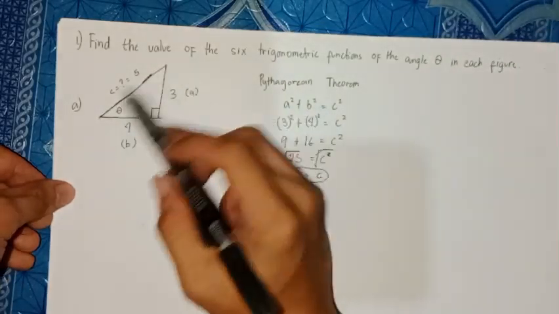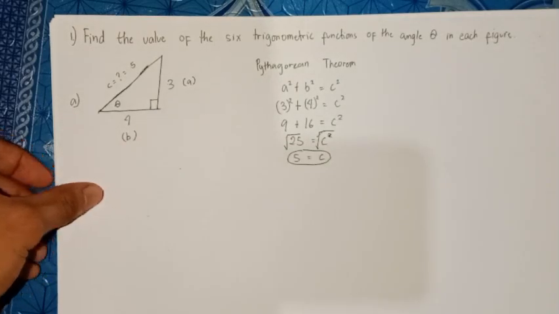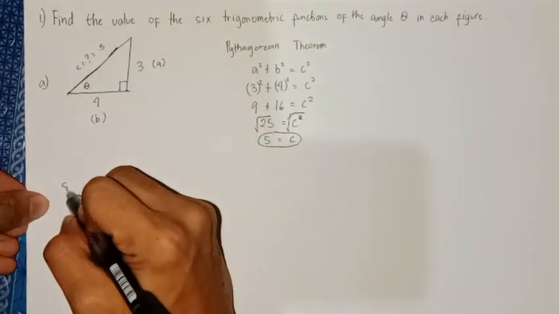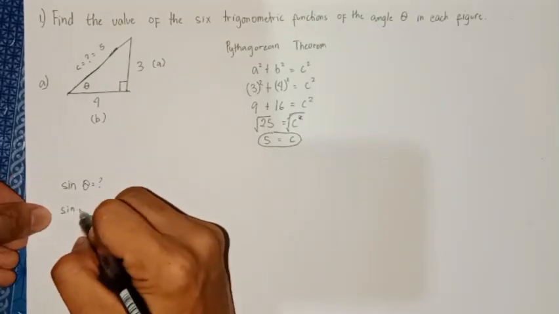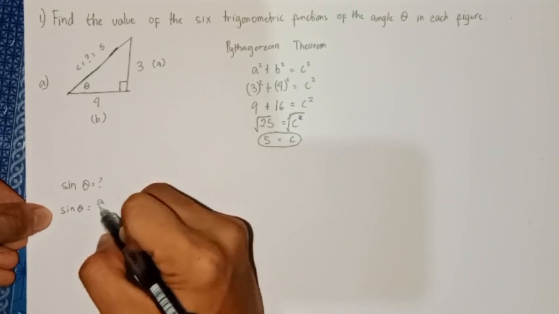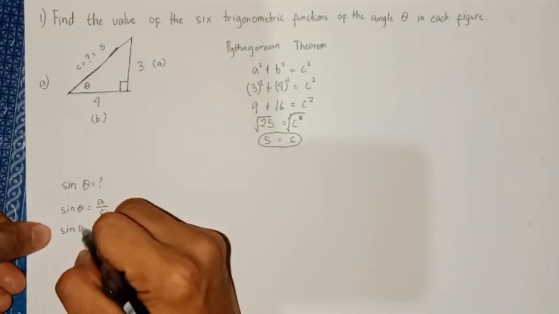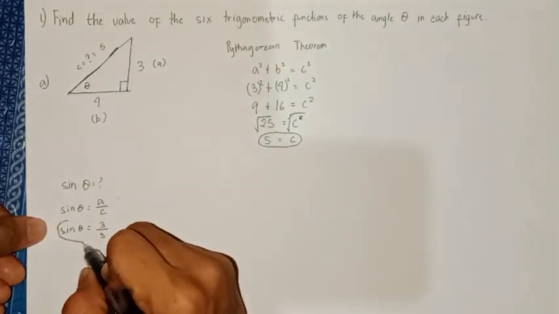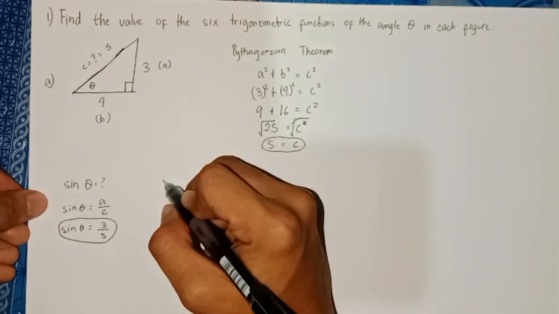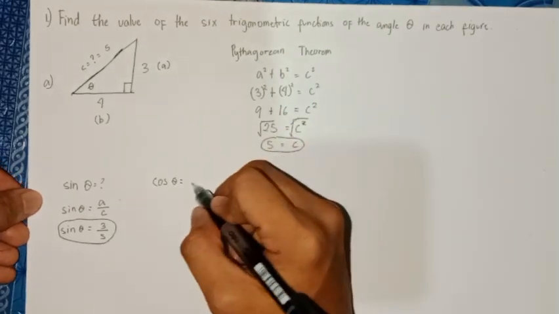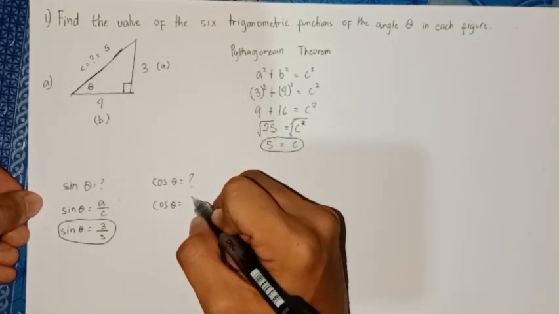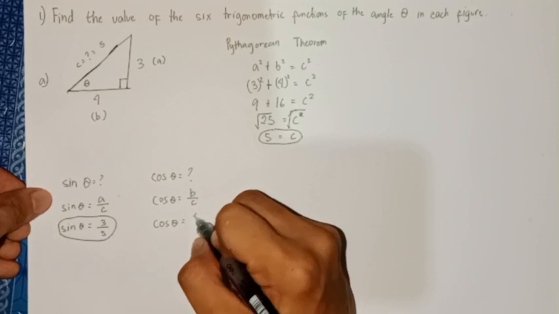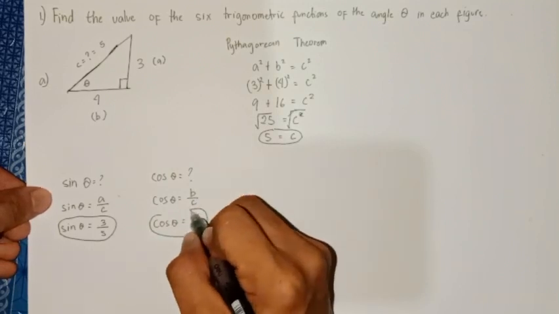Now, since we already found the lengths of each side, we can now find the value of the 6 trigonometric functions. So let's start with sine theta. Sine theta is equal to our opposite over hypotenuse. Substitute: our opposite is 3 and our hypotenuse is 5. So sine theta is equal to 3 over 5. Next we have cosine theta, which is equal to our adjacent over hypotenuse. Our adjacent is 4 and our hypotenuse is 5. So cosine theta is equal to 4 over 5.